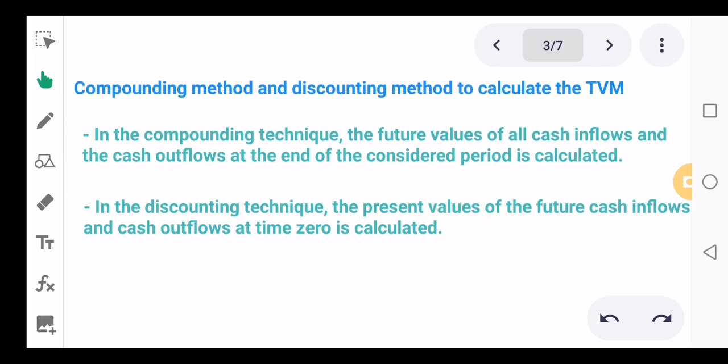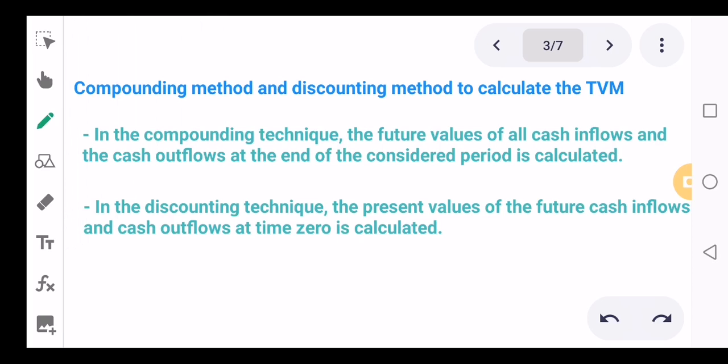Okay, let's see the definitions first. In the compounding technique, the future value of all the cash inflow and the cash outflow at the end of the considered period is calculated. And in the discounting technique, the present value of the future cash inflows and the cash outflow at time zero is calculated. These definitions look similar because they are similar, but they are very contrasting.